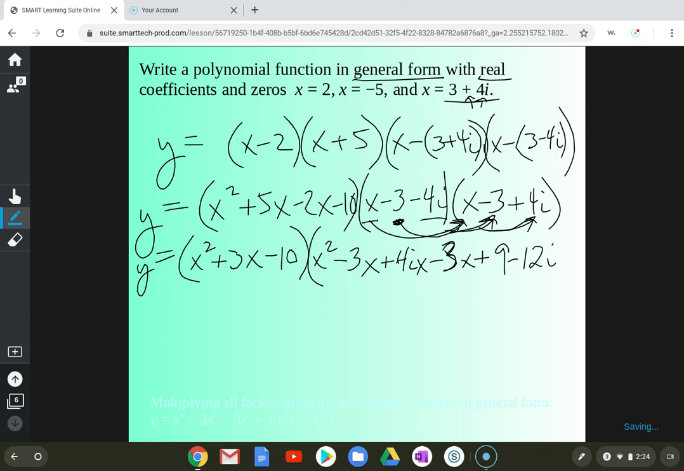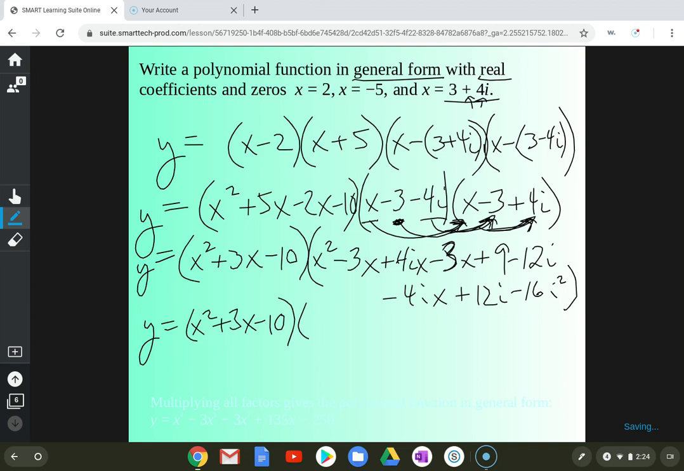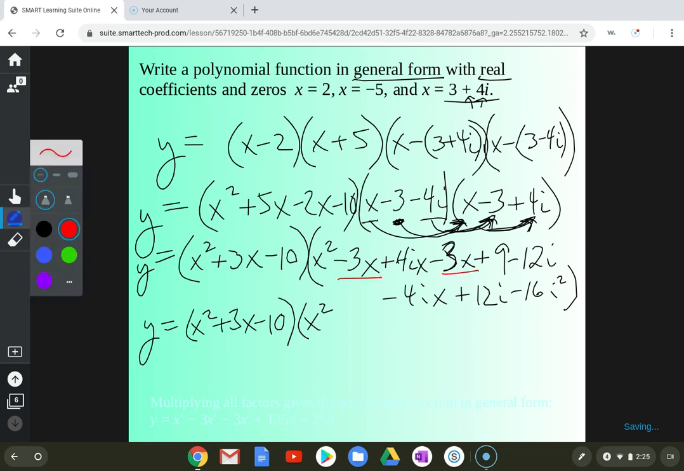All right, then I'm going to multiply my negative 4i times all three of these terms. So minus 4ix plus 12i and minus 16i squared. All right, let's combine some like terms. So we have x squared, no other x squareds there. Minus 3x minus 3x becomes minus 6x.